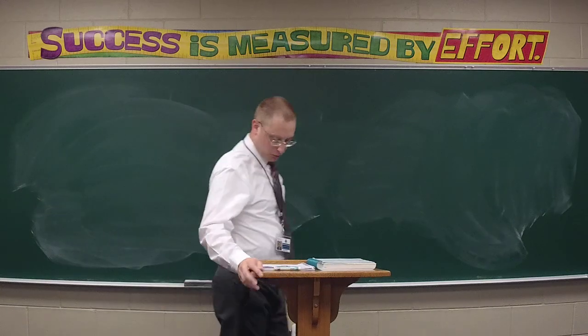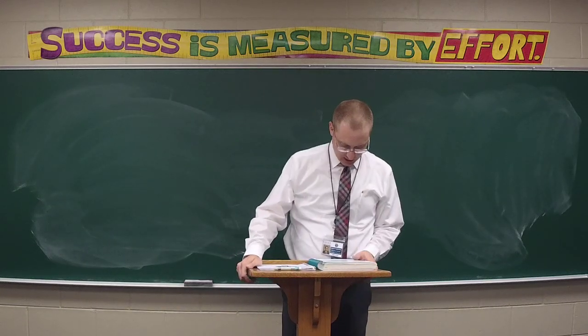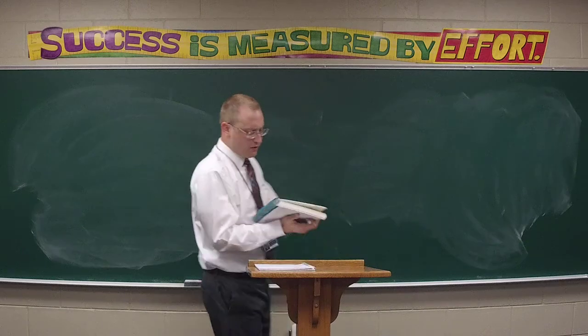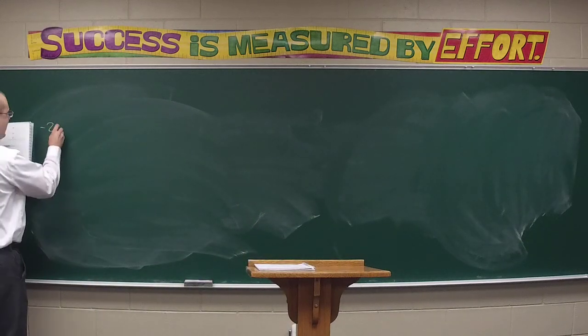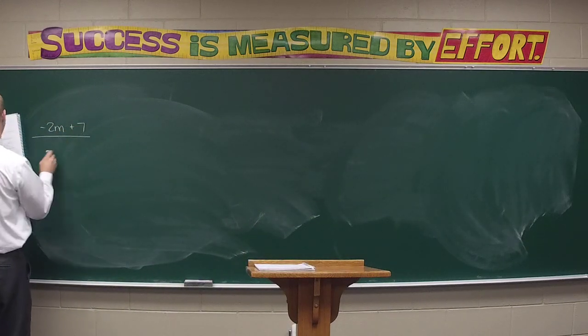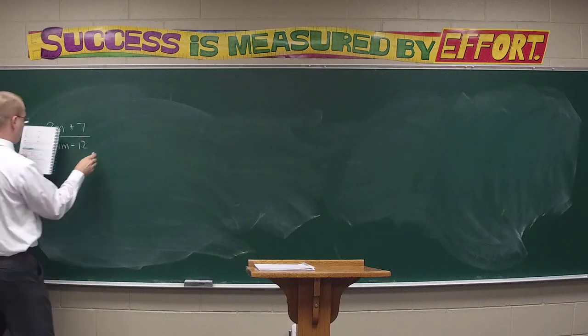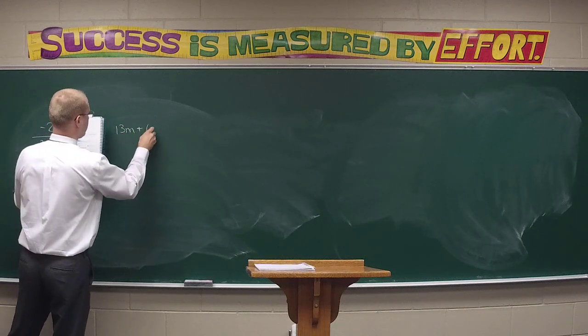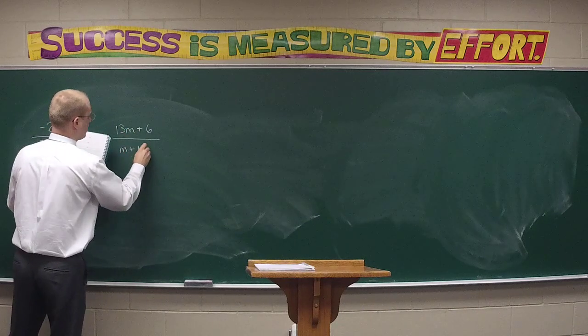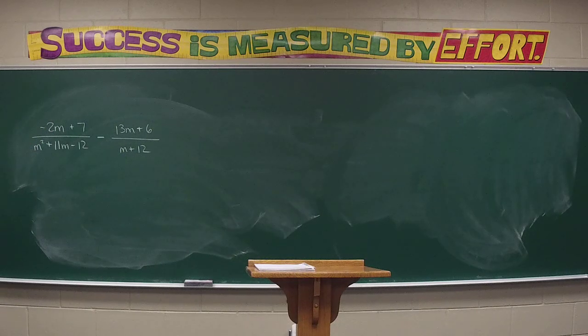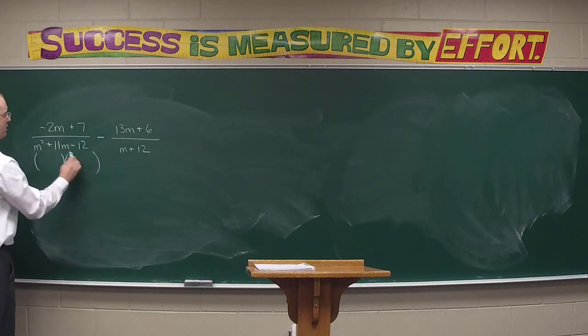All right, so let's start with the 24 to 26, and number 24. We've got this subtraction problem. We've got negative 2m plus 7, all over m squared plus 11m minus 12, and all minus 13m plus 6, over m plus 12. And let's start with Maddie. Anytime we've got polynomial denominators, Maddie, we've got to either factor or group. Okay, so can I factor this? Looks like I can. What would I factor it into?